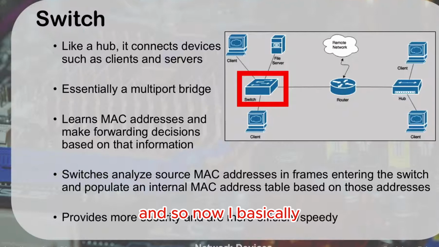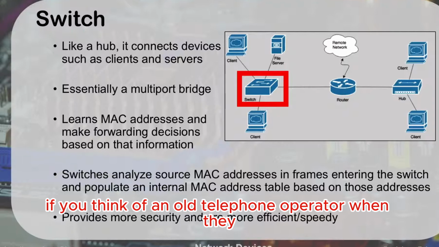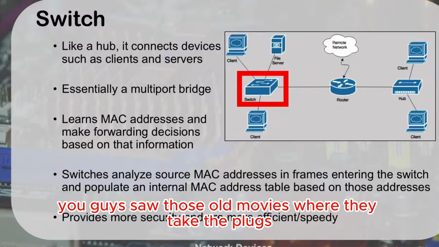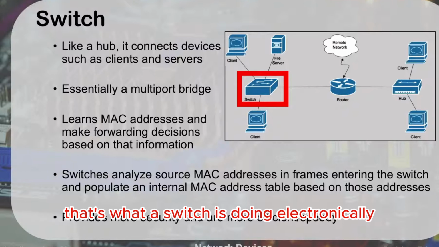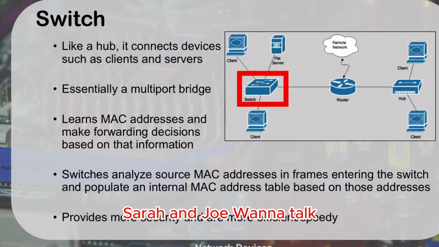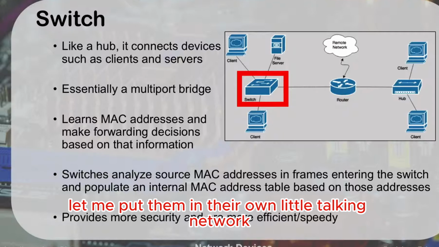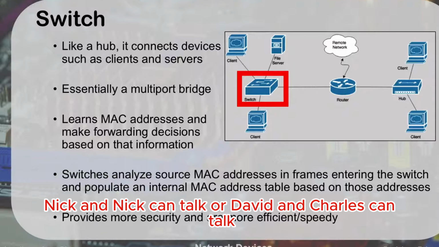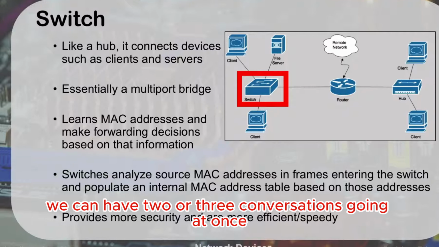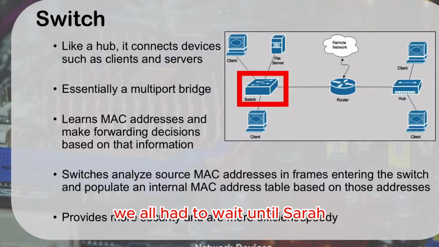If you think of an old telephone operator, you guys saw those old movies where they take the plugs and plug them in and switch the people between, that's what a switch is doing electronically. It says, oh, Sarah and Joe want to talk. Let me put them in their own little talking network and they'll talk. And at the same time, Nick and Nick can talk, or Dave and Charles can talk. So we can have 2 or 3 conversations going at once, whereas with the hubs, we all had to wait until Sarah and Joe were done talking before the next person could talk.